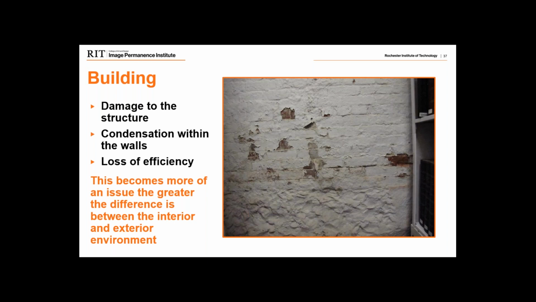And there's a loss of efficiency, as the mechanical system must continually compensate for the load or the loss that's coming from outside. So this is important when you're considering your parameters, because the greater the difference between the interior and the exterior environment, the greater the issue is going to be. So you really need to work closely with your architect or the rest of your project team when you're setting these parameters to make sure that you're not driving moisture through the building itself.